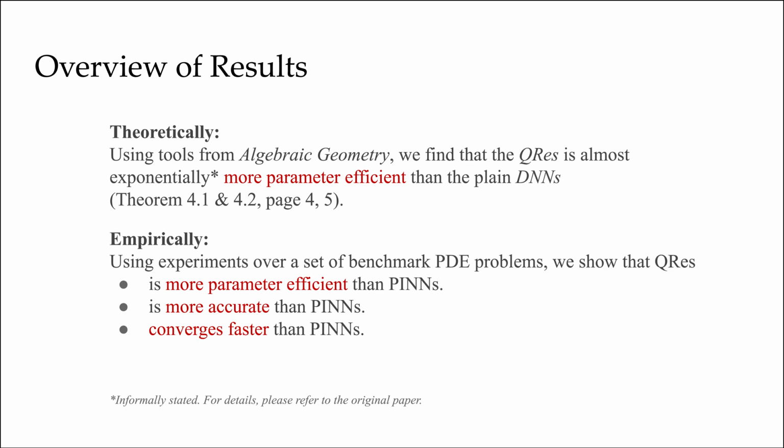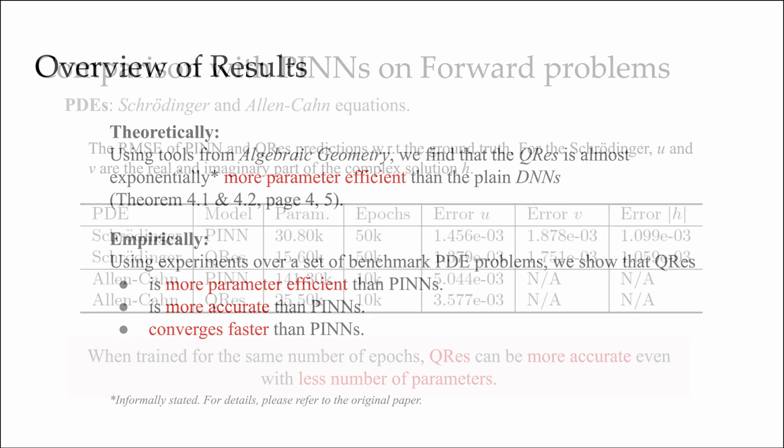Using tools from algebraic geometry, we first theoretically show that a QRES is almost exponentially more parameter efficient than plain DNNs. By using experiments over a set of benchmark PDE problems, we show that QRES is more accurate, more parameter efficient, and converges faster than PINs.